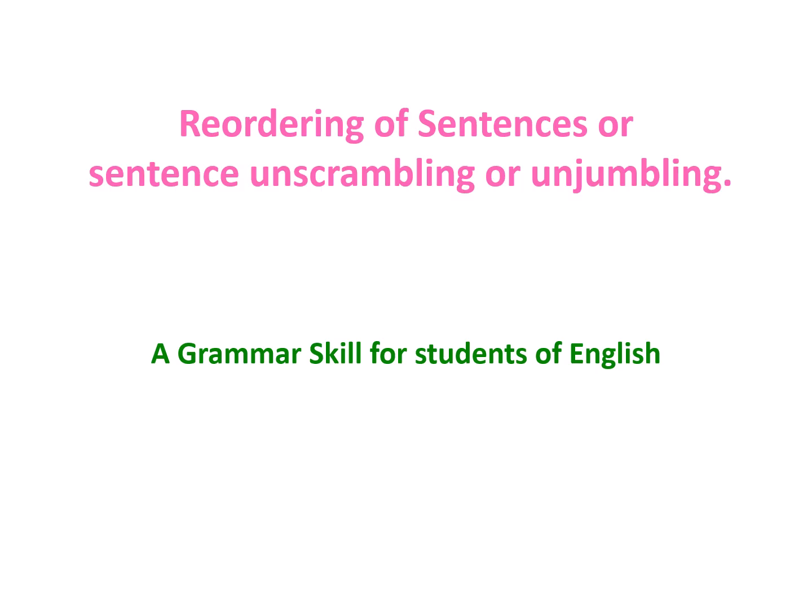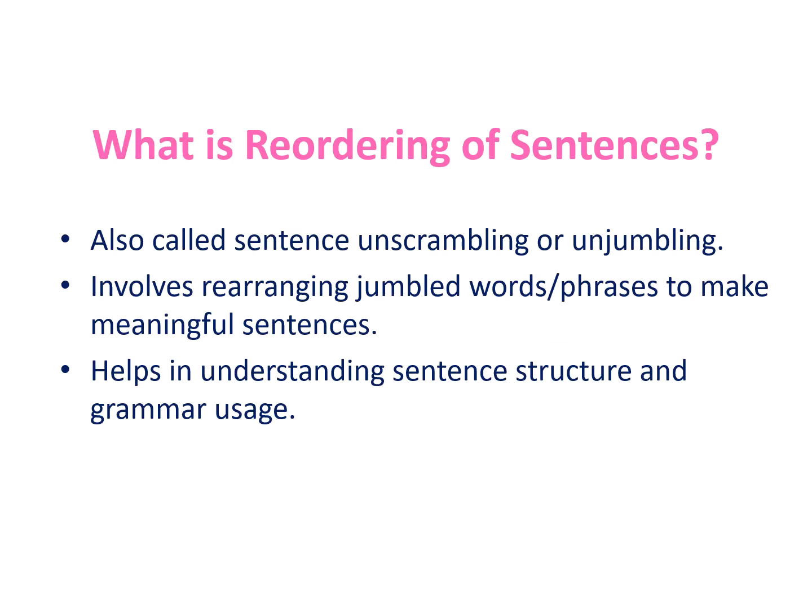This is an essential grammar skill that helps us form meaningful sentences from jumbled words or phrases. Let's dive into the concept, tips, examples, and solved exercises. Reordering of sentences, or unjumbling, is the process of putting words or phrases in the correct grammatical order. It sharpens your understanding of how sentences are structured in English.